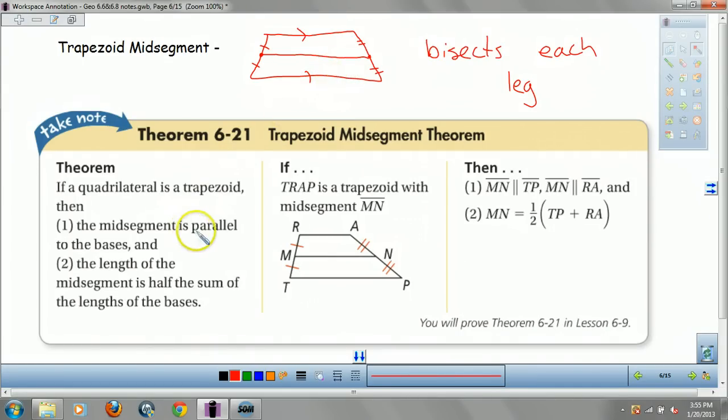So if you have a mid-segment, then number one, you know it's parallel to your bases. All three of these lines are parallel to each other. And you also know the length of your mid-segment is half of the sum of your two bases, aka you find the average. Okay? Here is your good old formula. Don't forget all three are parallel.